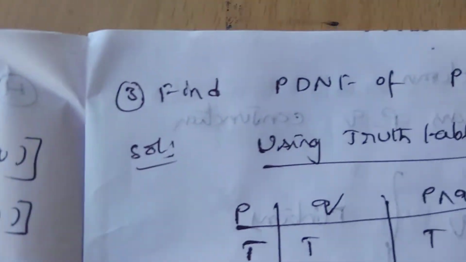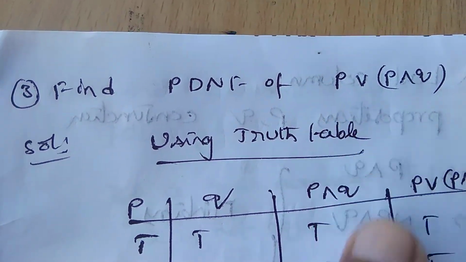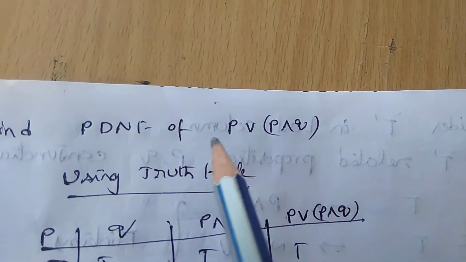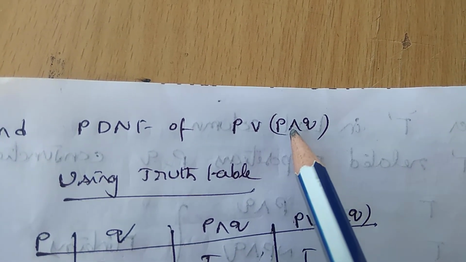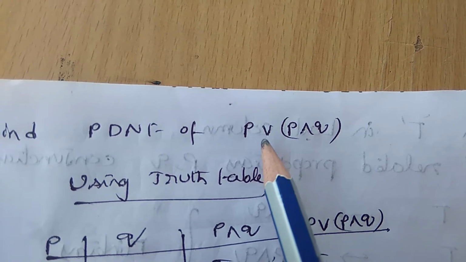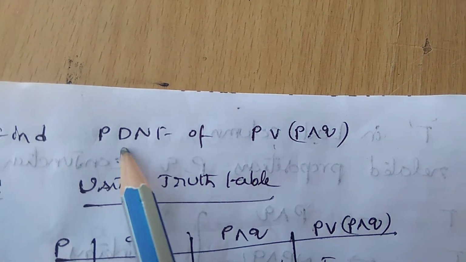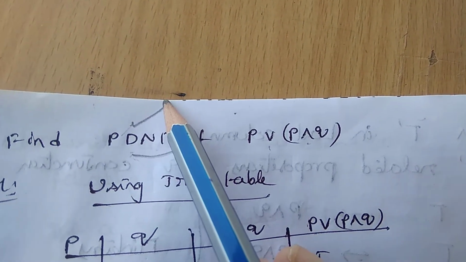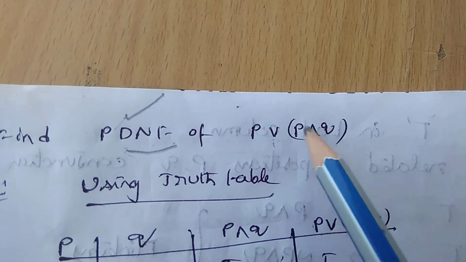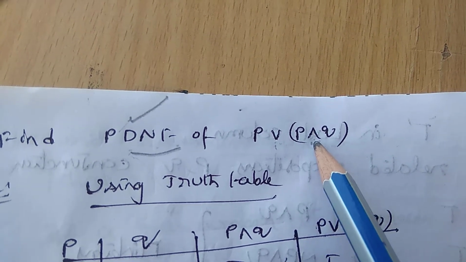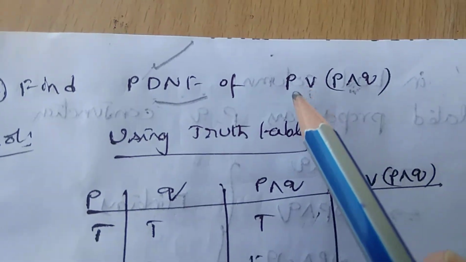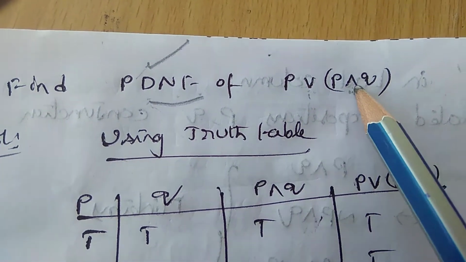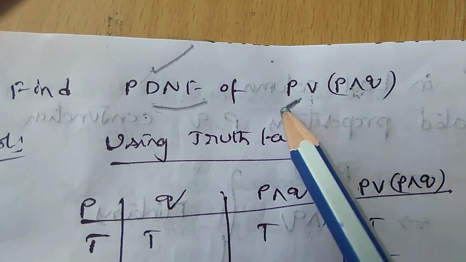Next, find the PDNF. This is a simple problem: P or (P and Q), write its PDNF. Here for PDNF, the AND symbol must be inside the brackets and the OR symbol must be outside. DNF means disjunctive normal form. Outside, the disjunction symbol is a must, and inside, other than disjunction, the AND symbol must be there, then it is a PDNF. Here already this type of symbols are there, but here only a single statement can appear.